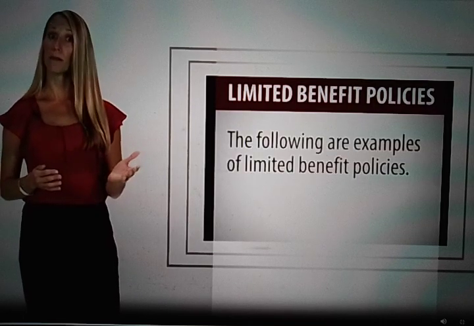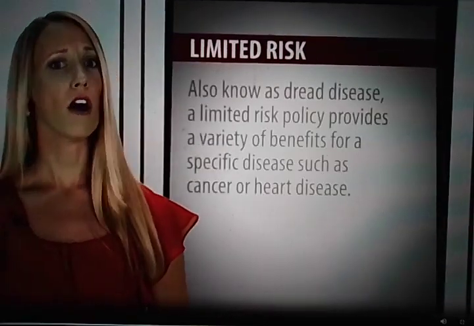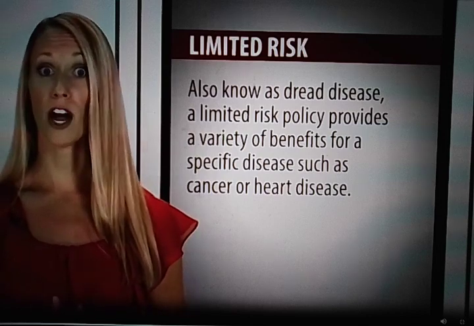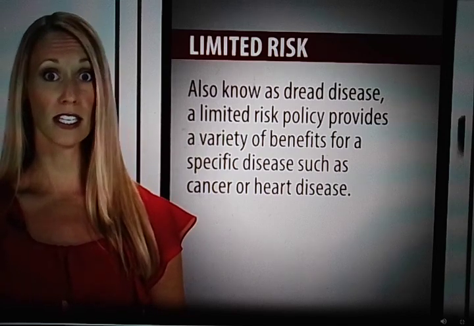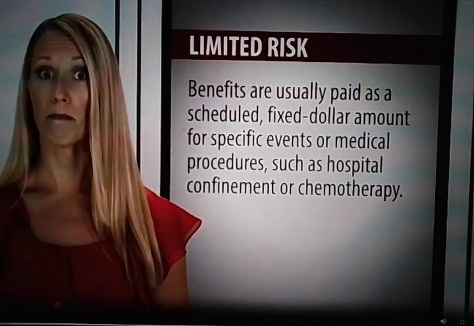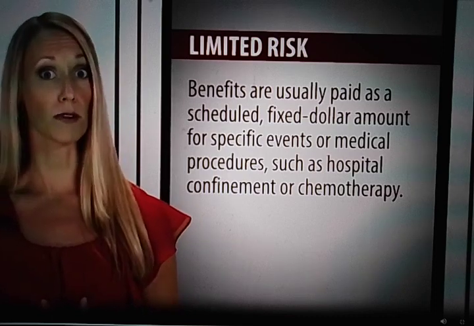The following are examples of limited benefit policies. Limited risk, also known as dread disease. A limited risk policy provides a variety of benefits for a specific disease such as cancer or heart disease. Benefits are usually paid as a scheduled, fixed dollar amount for specific events or medical procedures, such as hospital confinement or chemotherapy.